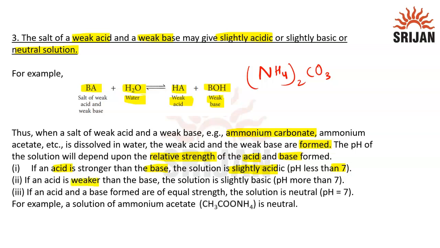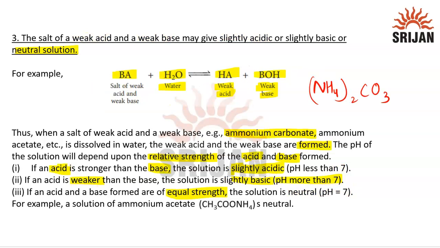But if the acid is weaker than the base, obviously the solution is slightly basic, meaning the pH is going to be a bit more than 7, which could be 7.5, 7.8, or something else, depending upon the OH negative ions being produced by that particular weak base. So if an acid and a base formed are of equal strength, the number of H plus ions and OH negative ions are going to be equal, and they will neutralize each other to form water, hence the pH is exactly 7. For example, a solution of ammonium acetate is actually neutral.